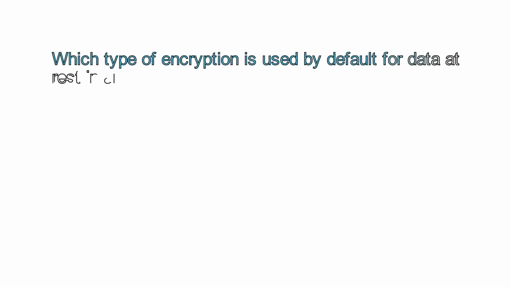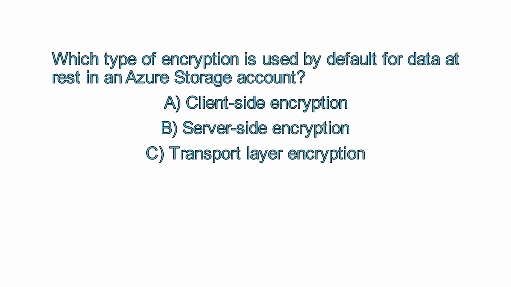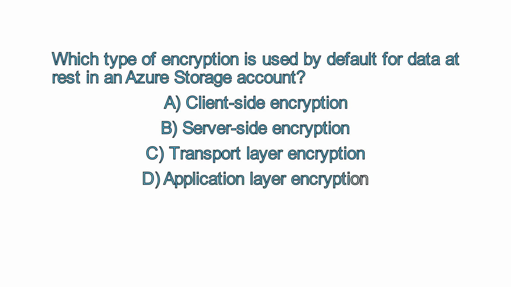Which type of encryption is used by default for data at rest in an Azure storage account? A. Client-side encryption. B. Server-side encryption. C. Transport layer encryption. D. Application layer encryption.